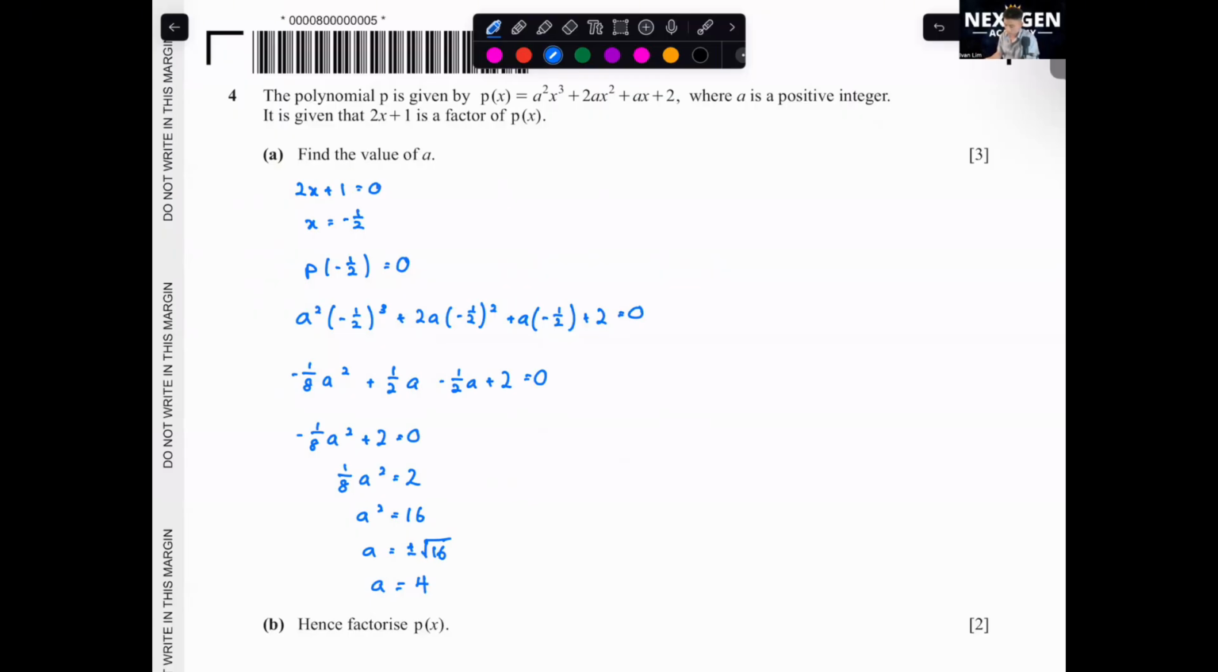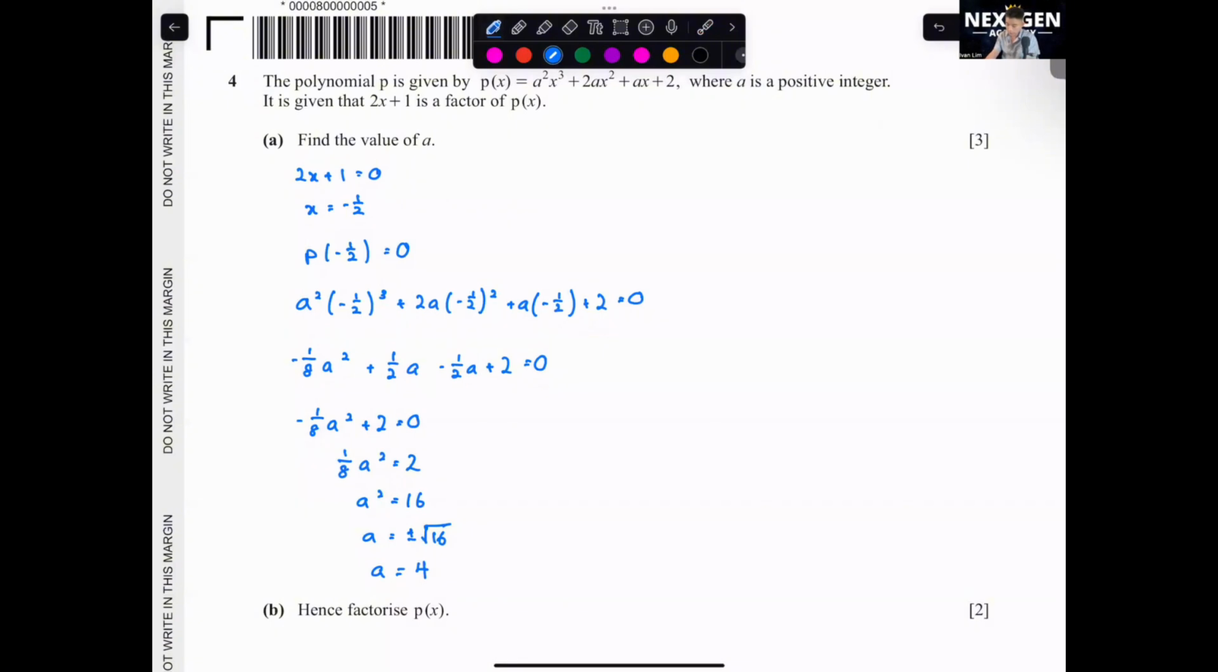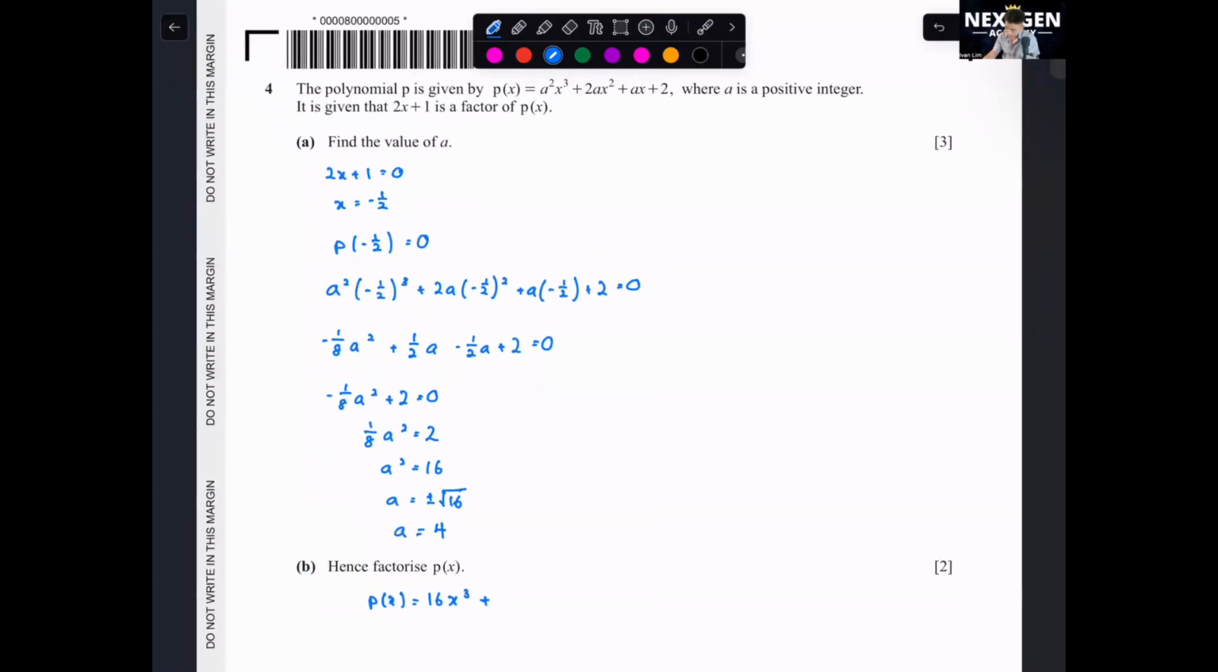Then they say hence factorize p(x). Now we have, isn't it negative 2? Yeah, no, you move it around. This one I move over here, so it's positive 1 over 8a squared. By right, it's the other way around, then equals 2. Now we factorize it. So we substitute in a equals 4. So p(x) will be equal to 16x cubed plus 8x squared plus 4x plus 2.